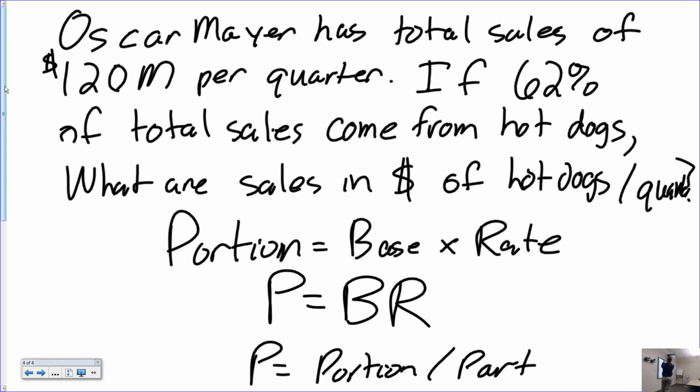So, in this particular problem, folks, what's the portion, what's the base, and what's the rate? Portion 120? Why is the portion 120? Because that's the part they're trying to get the percentage of. It's the total sales, and total and part are the same thing.